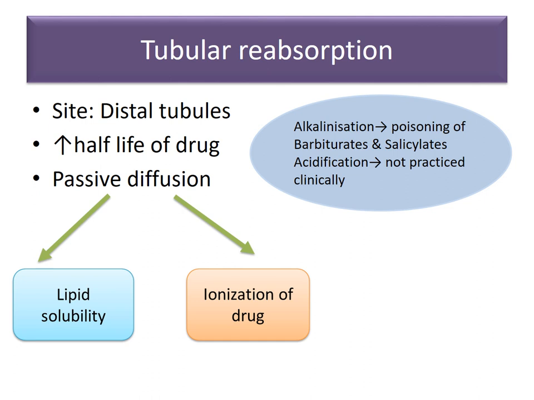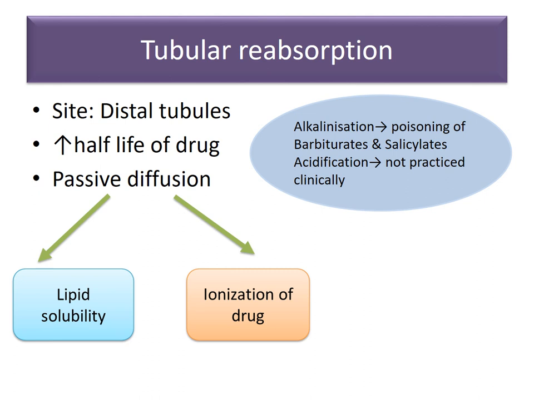Alkalinization is used in poisoning with barbiturates and salicylates. During poisoning with barbiturates and salicylates, we do not need to reabsorb them. We have to excrete them through the urine. So we don't need to reabsorb them. At that time, we will alkalinize the urine, so the reabsorption will not occur and the drugs will be eliminated.